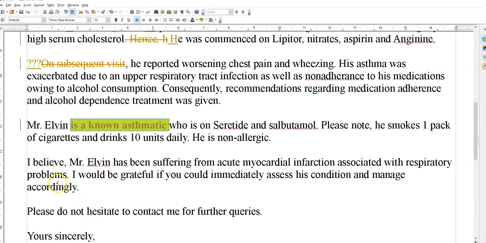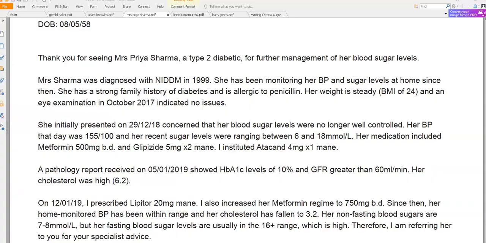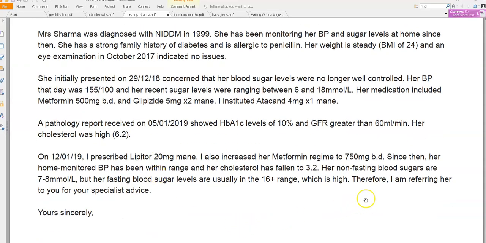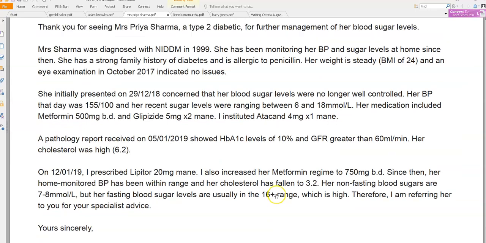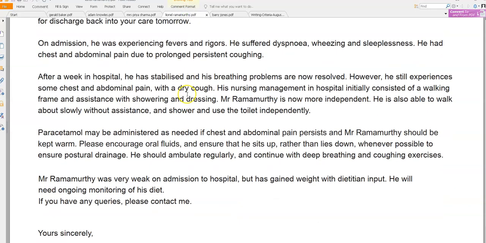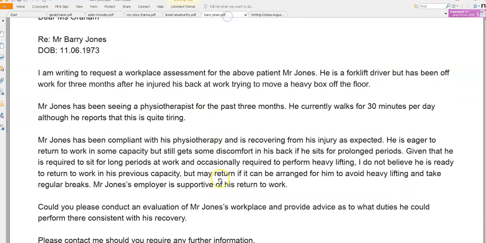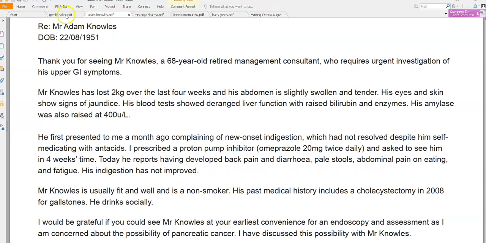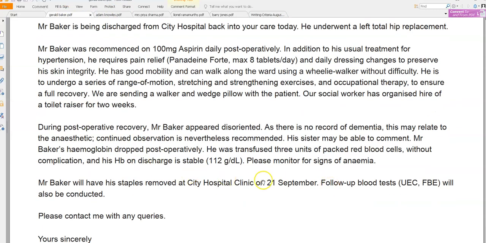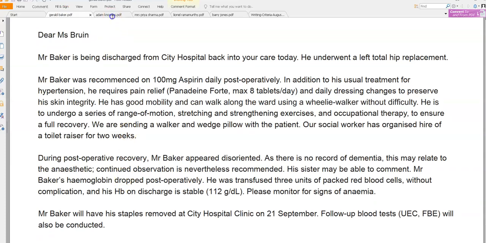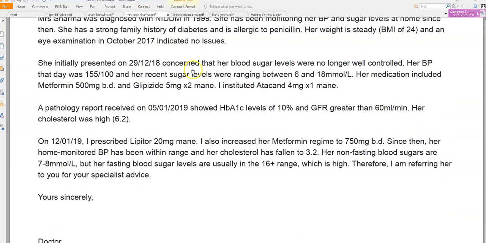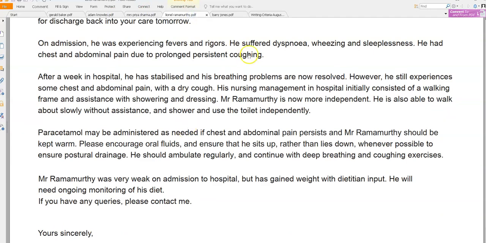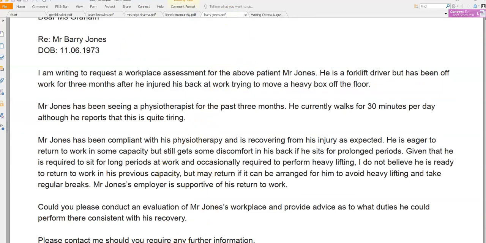So, what else could you say to that? I believe. What else did I say? Therefore, I am referring him or her to you. He will need ongoing management, or could you please do this? Could you please do that? That would work too. I would be grateful if you could see. What does this one say? Doesn't say anything there. That's simply a statement. So I would be grateful. What else? Very weak. Could you please conduct?